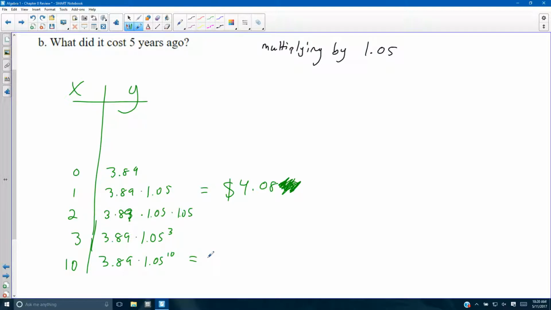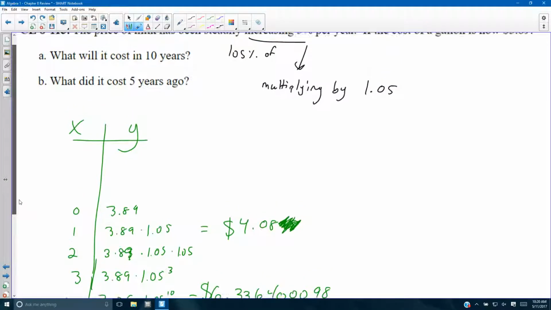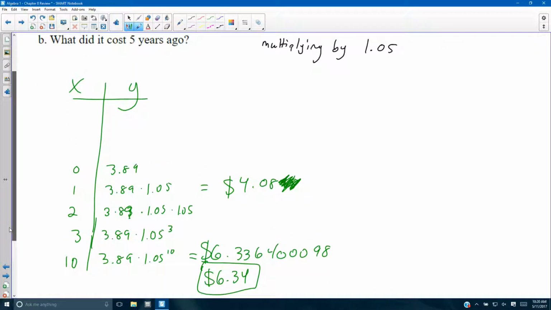I'll do 3.89 and multiply it by 1.05 to the 10th power. And I get this number here: 6.336400098. This is a unit in dollars. Well, the 0.336 right here can round up to 6.34. About $6.34. If you did $6.33, I'm completely accepting of that as well. But this is how much milk will cost in 10 years. And you know what? These prices might be rising just like that.